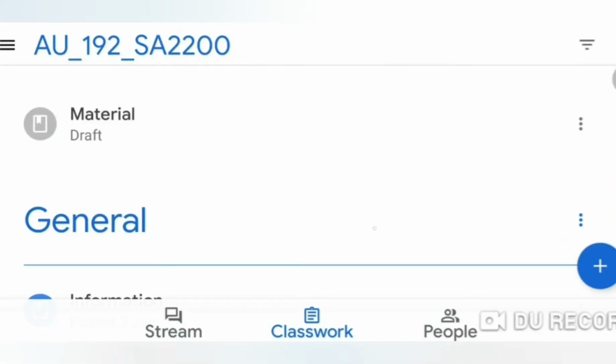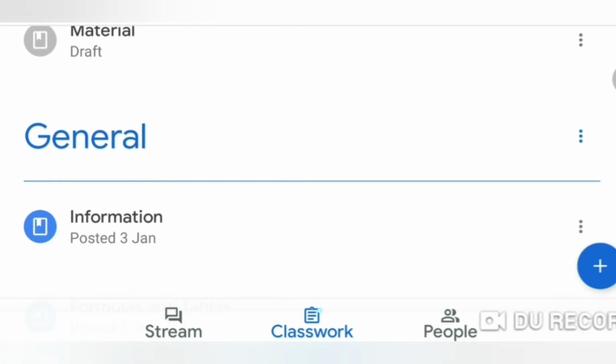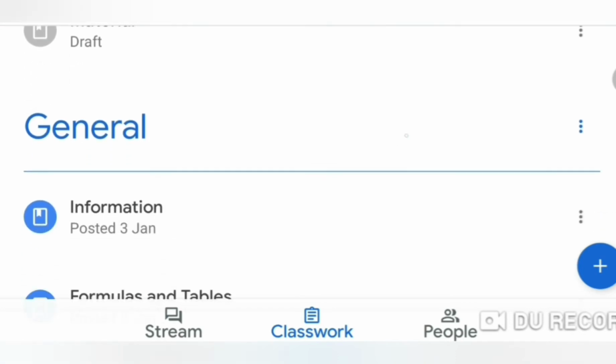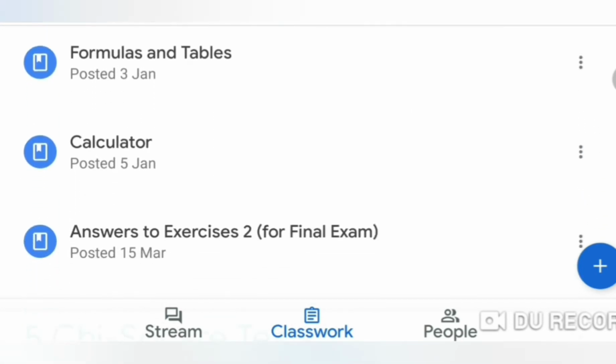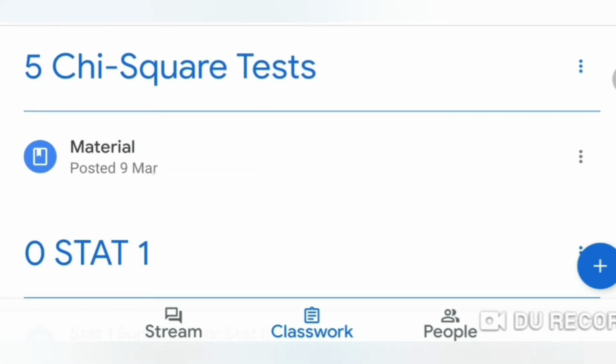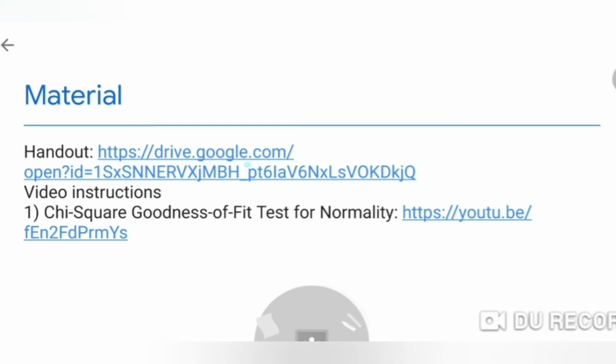Now we are in Google Classroom, here Classbox section. Topic 5, chi-square test. Material. Handout.